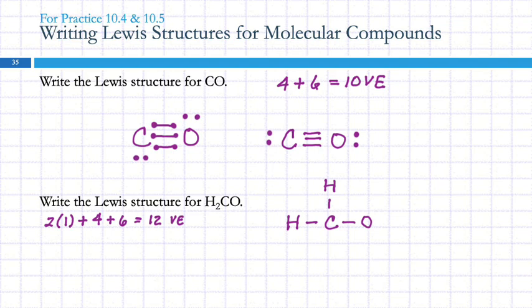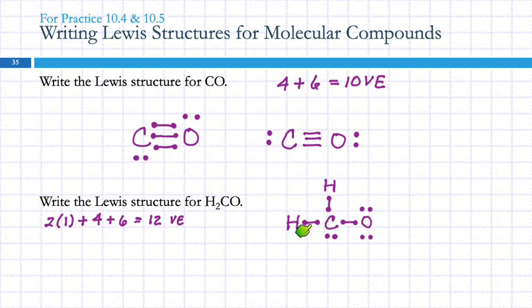So I already made some bonds because these guys have to be connected. So there's 2, 4, 6, 8, 10, 12. I've used up all my electrons. I'm not going to give any more to hydrogens because they are too small. They can't handle it. They're good with a bond. That's all they need.